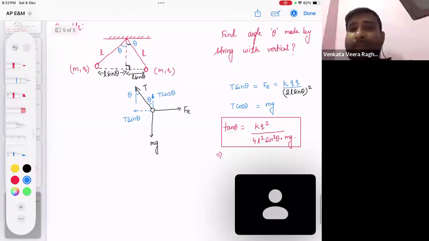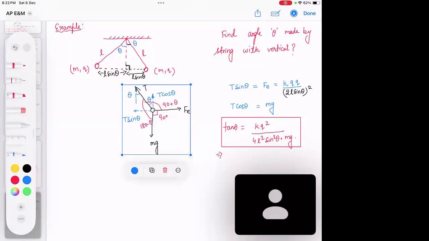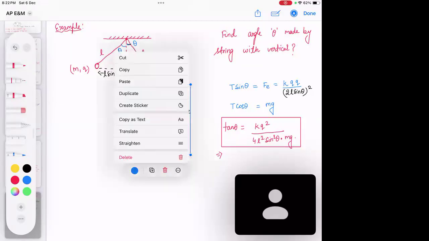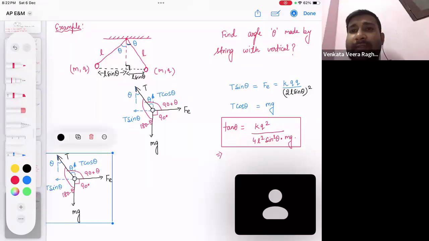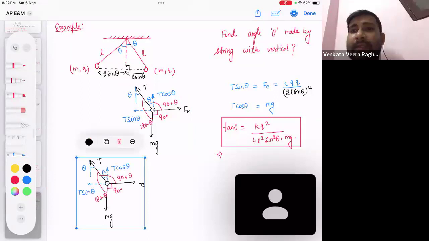So now tell me, if I'm going to use Lami's theorem, what is the requirement? I should know all the angles, isn't it? So can you tell me what is this angle? 90 degree. What is this angle? 90 plus theta. And what is this angle? 180 minus theta, na? Same diagram, I can make it again, na? Yes, sir. Just see, if we make the same diagram one more time, check it. These are the angles we have.